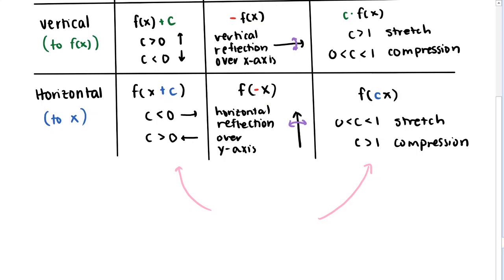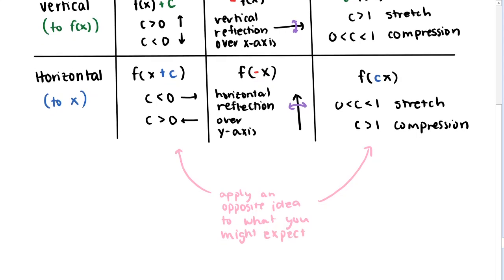It's hard to sort of remember everything, but maybe that'll help. So we'll sort of apply an opposite idea to what you might expect. Right, so adding to the input does not shift our graph to the right, it shifts our graph to the left. Multiplying the input by some number larger than 1 is not going to stretch it, it's actually going to compress it.